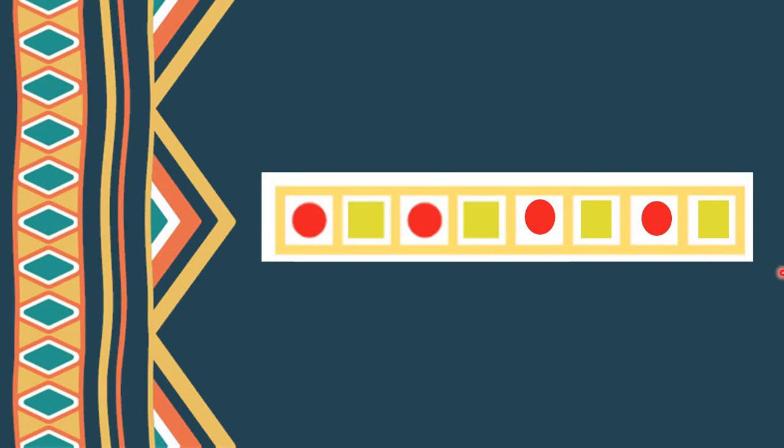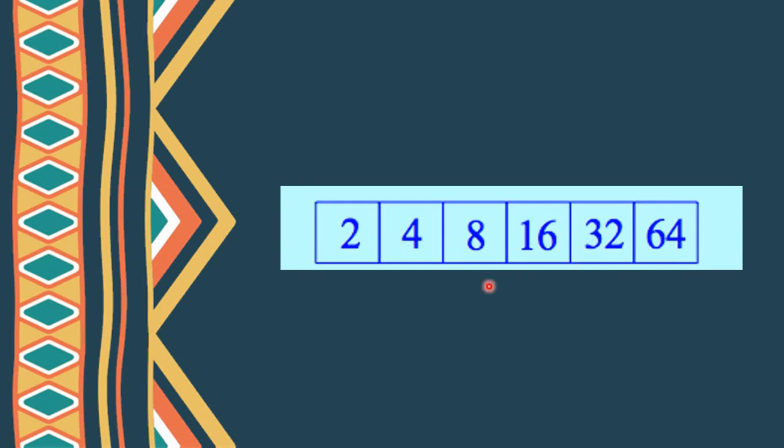Kids, we can also create patterns using numbers. Observe this pattern. Here the numbers 2, 4, 8, 16, 32, 64 are showing you some repetition. Can you find out what is the repetition here? Kids, here the number is repeatedly multiplied by 2.